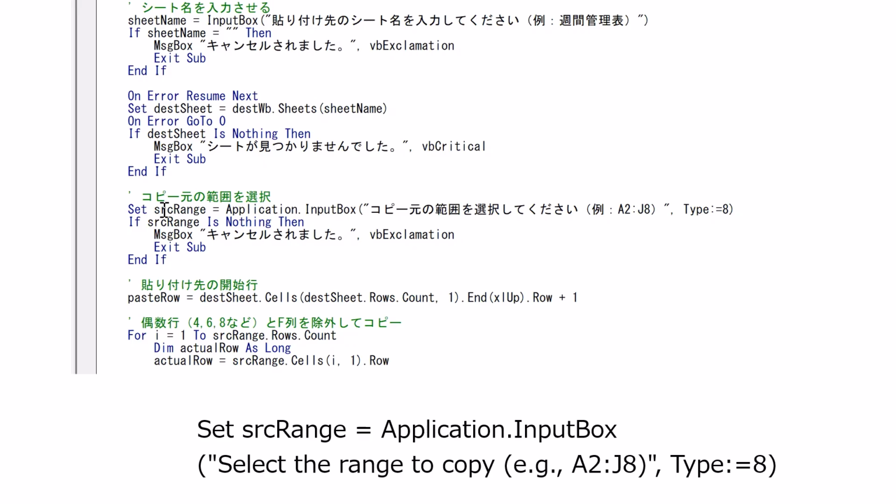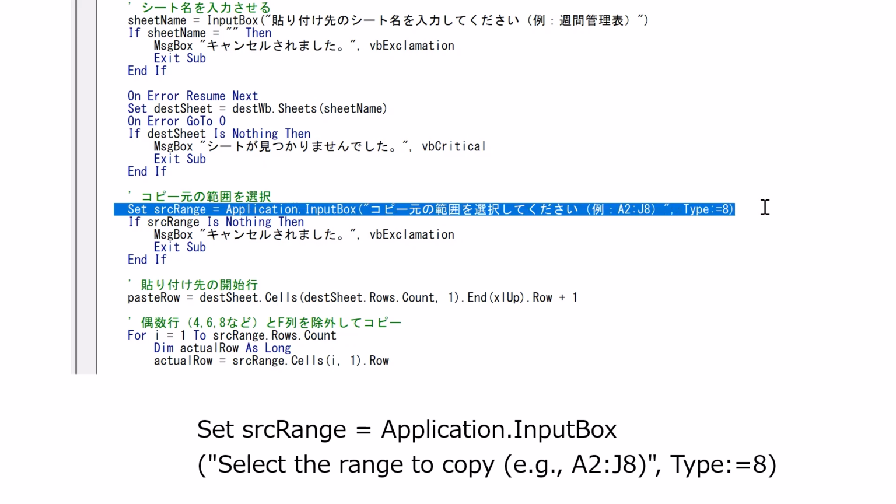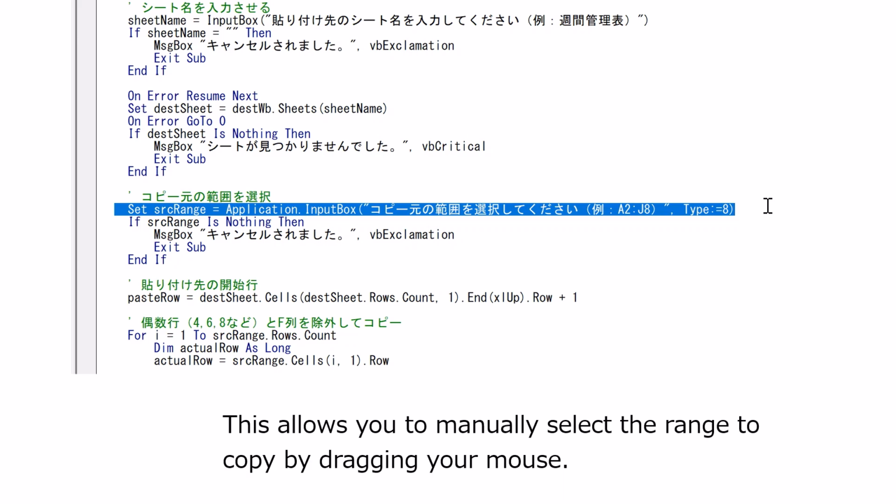Set srcRange = Application.InputBox("Select the range to copy, for example, A2:J8", Type:=8). This allows you to manually select the range to copy by dragging your mouse.